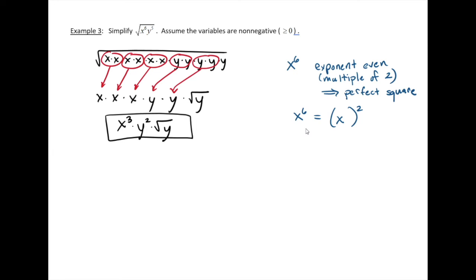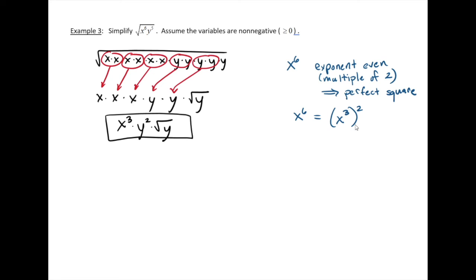To write this as a perfect square, we need to have something raised to the second power. And if you remember your rules for exponents, if we have something raised to a power and all of that raised to another power, we multiply the two exponents. So what exponent would we need here on the inside so that we get a product of that number times 2 equal to 6? That will have to be an exponent of 3 on the inside.